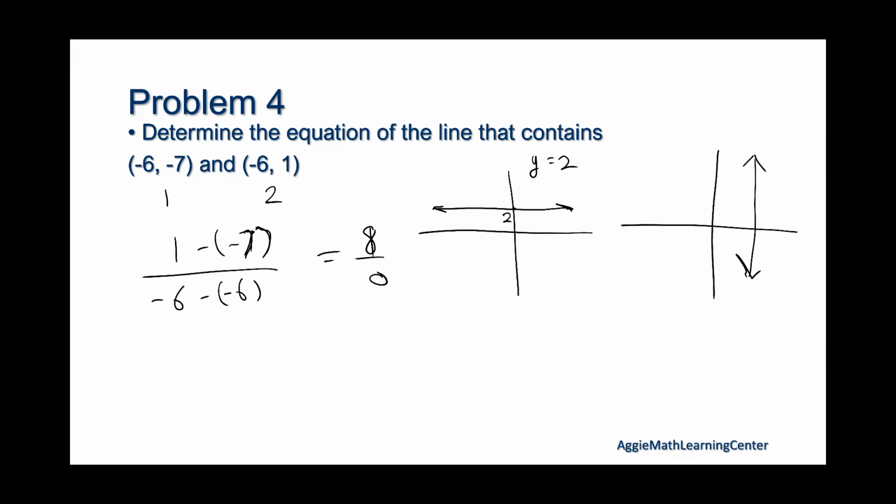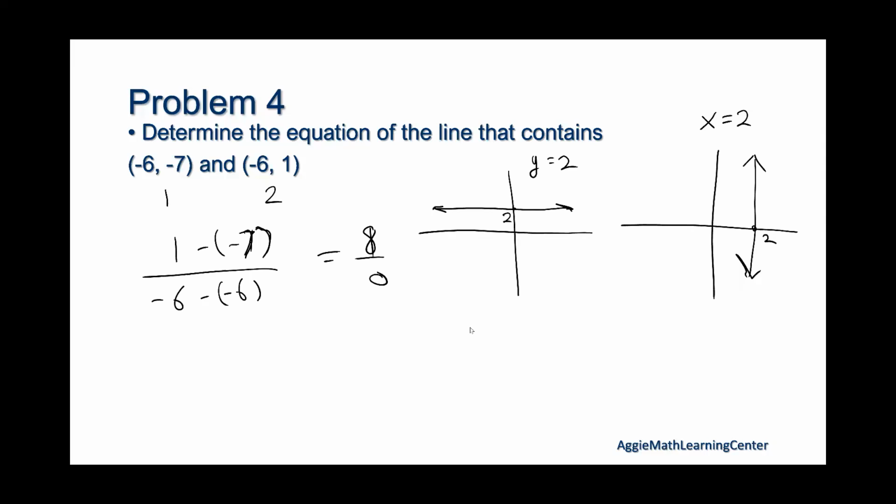So we describe these lines as x equals something. If this was, say, 2 again, this would be an x equals 2 line, because it doesn't matter what value of y we plug in, x is always 2. Okay? So if you find that your slope is undefined, then we just need to determine what our x value is.